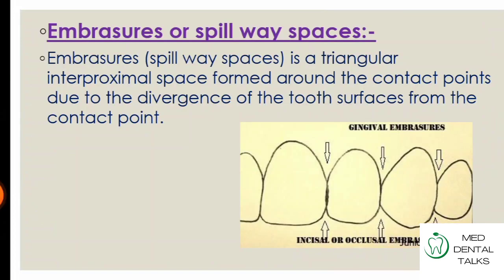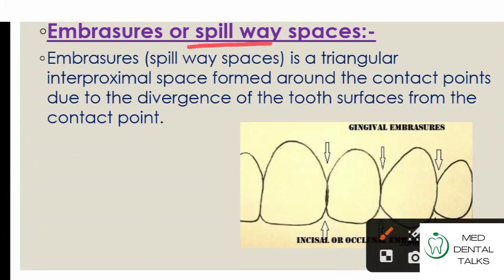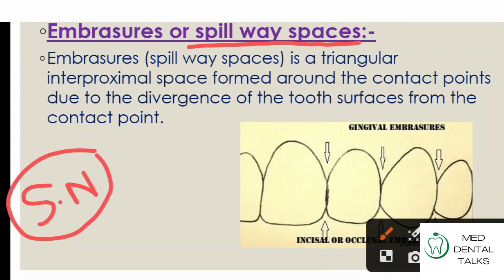Now, our next term is embrasures or spillway space. These are generally asked as a short note in your university exams. Embrasures or spillway space is a triangular interproximal space formed around the contact point due to divergence of the tooth surface from the contact point.